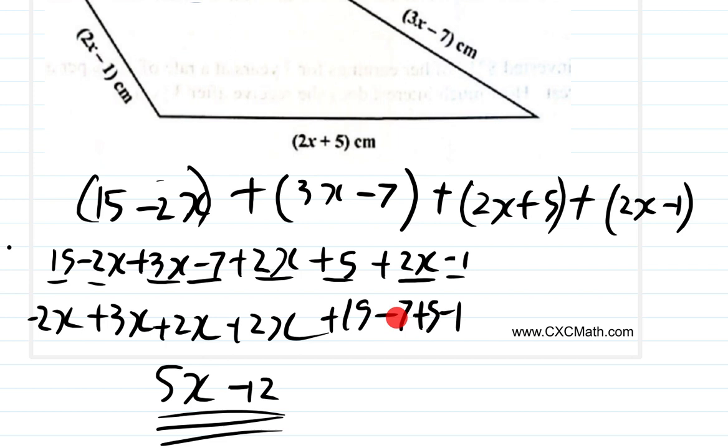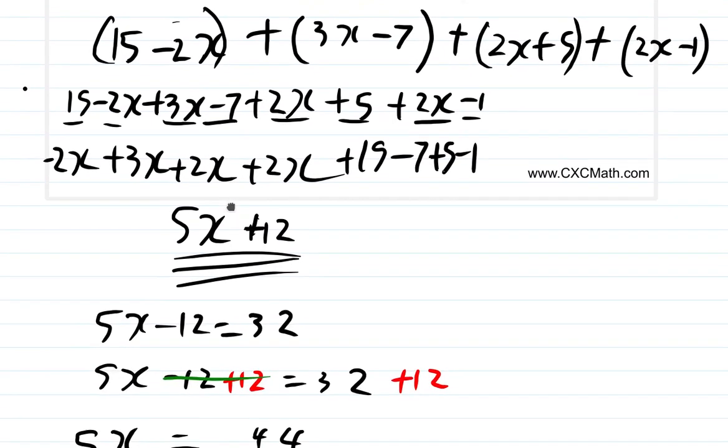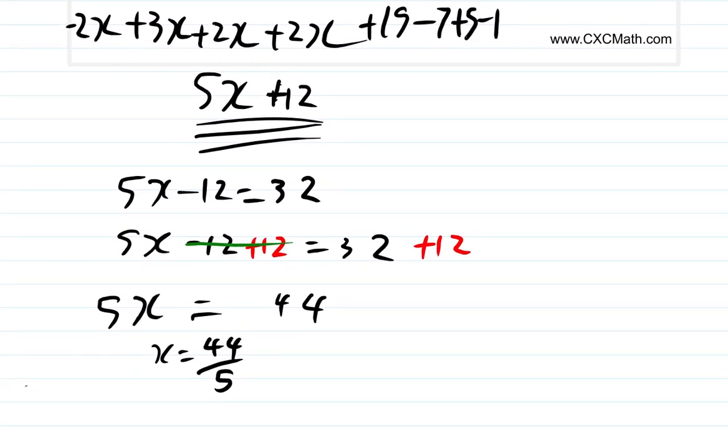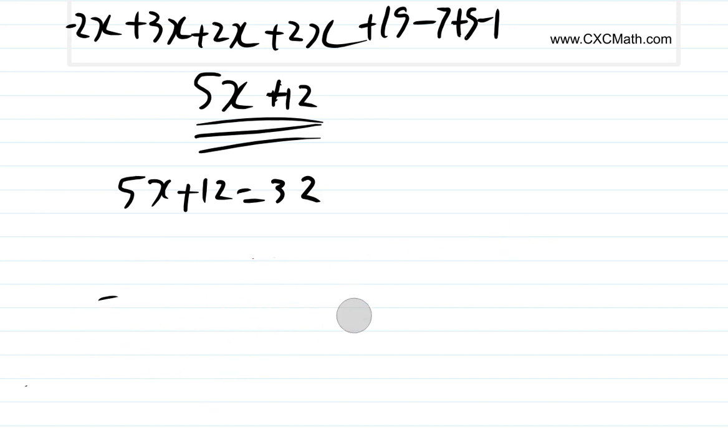Oh, hold on. 15 minus 7 is going to be 8. 8 plus 5, positive, is 13, minus 1 is 12, plus 12. My mistake here. It should have been plus 12. So we're going to have to redo this part again. The plus 12, it should be.